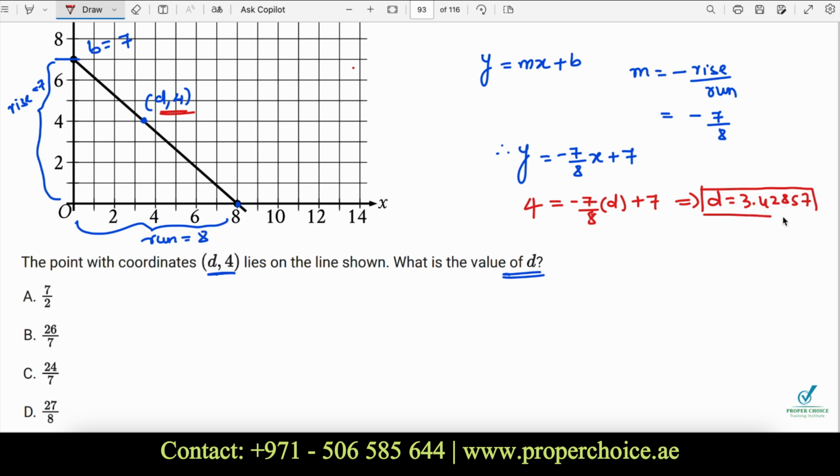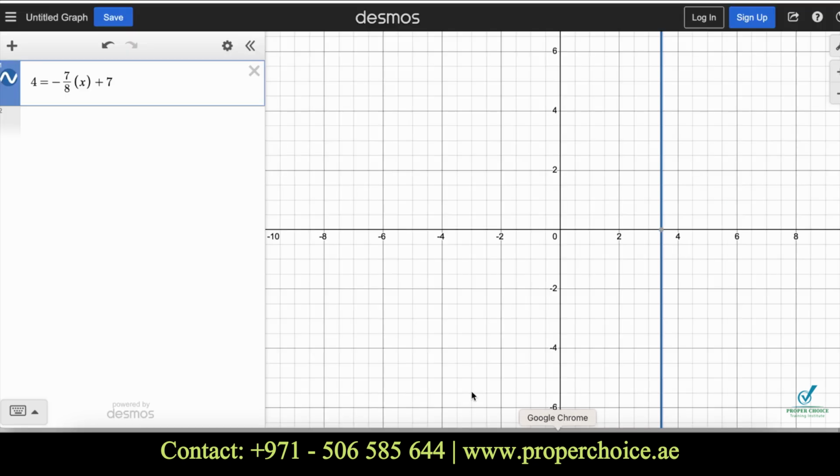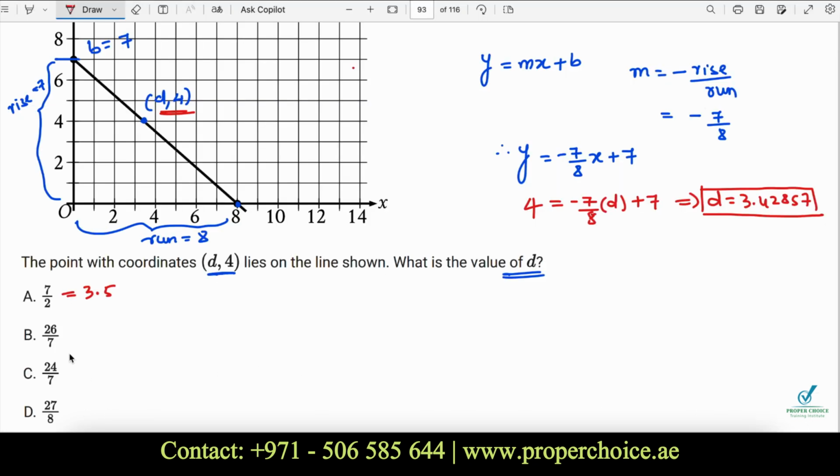I should choose that. So you can check out every option. 7 by 2 equals 3.5. So 26 by 7, check it out, what do you get? I have to choose the accurate one. So 26 by 7 gives me 3.71, which is higher actually. So 3.71. So 24 by 7, what do you get?